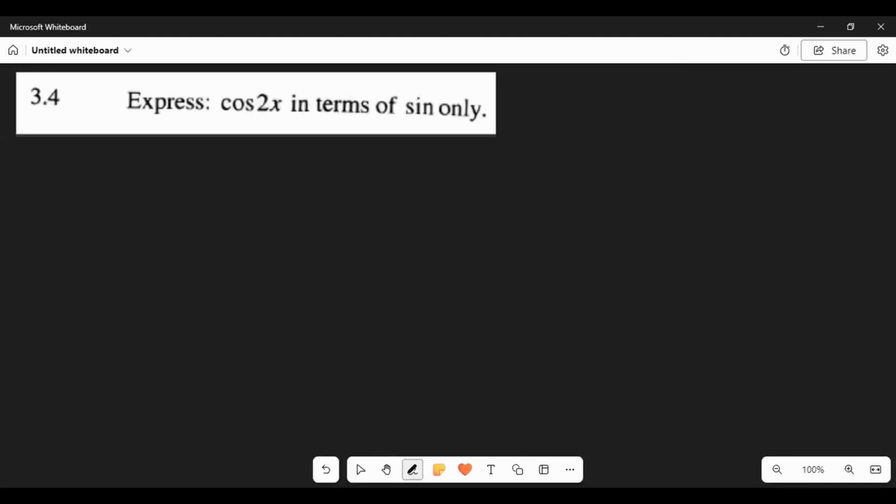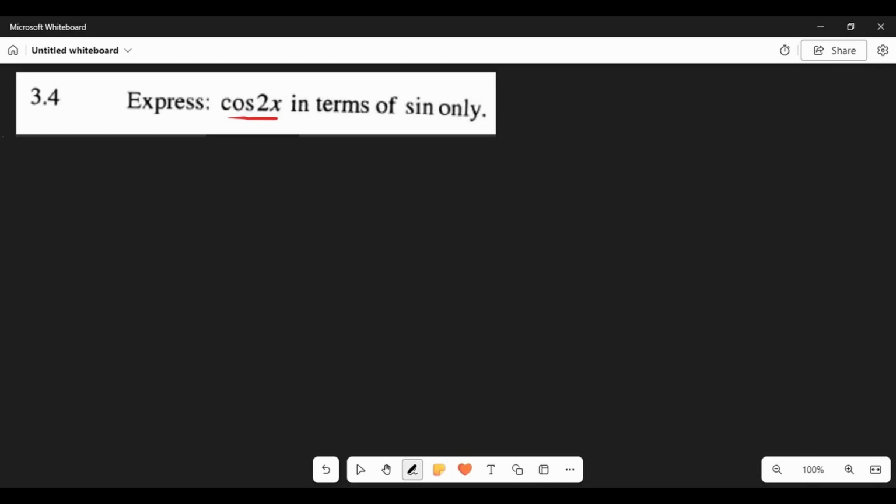Okay, now on this question here, which is 3.4, they want us to express this here, cos 2x, in terms of sine only. Now guys, basically here they want you to do the double angle. In fact, they want you to derive it in terms of sine. So really this is not that difficult, guys.